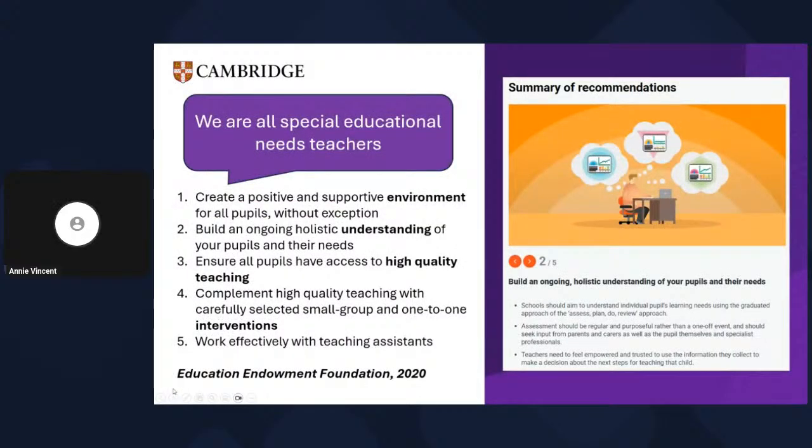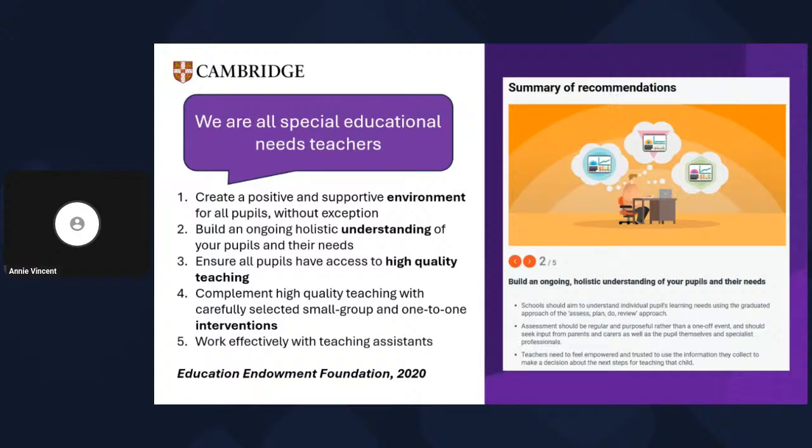Now, that message about a quality first, universal offer of teaching to all students, as anyone who's been in education more than a year or so will know, is not new. We've always known that high quality teaching and learning, positive learning environments and specific targeted interventions have long been the key to effectively supporting all students, including those with special educational needs. I've taken the summary points on the screen there from the Education Endowment Foundation research, which was conducted back in 2020. And I'm pointing to them again as another set of principles which are really crucial to this universal approach.